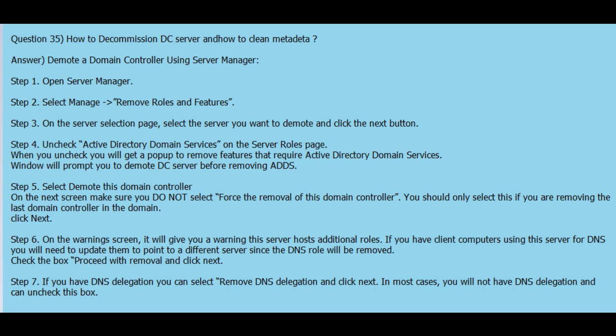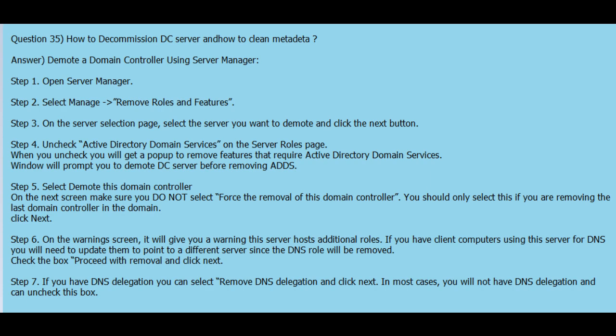When you uncheck, you will get a pop-up to remove features that require Active Directory Domain Services. The window will prompt you to demote the DC server before removing ADDS. Step 5. Select Demote this domain controller. On the next screen, make sure you do not select Force the removal of this domain controller. You should only select this if you are removing the last domain controller in the domain.